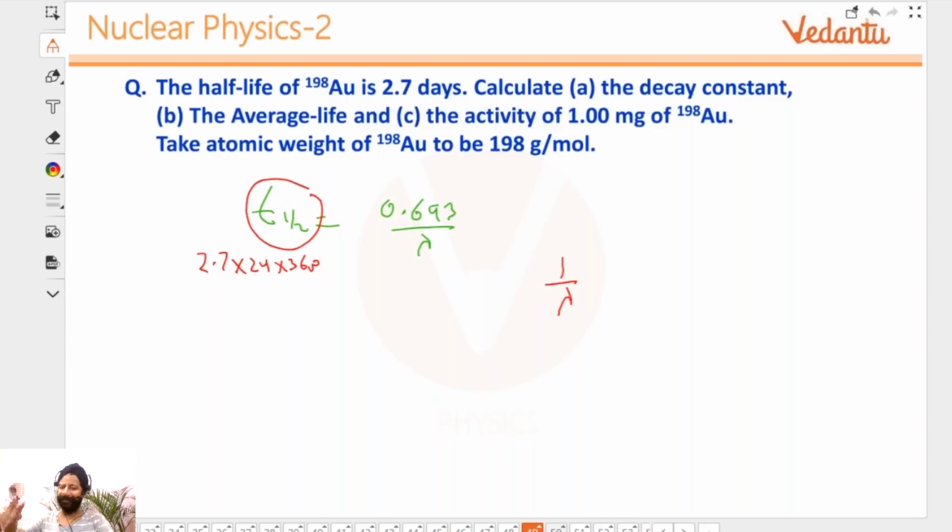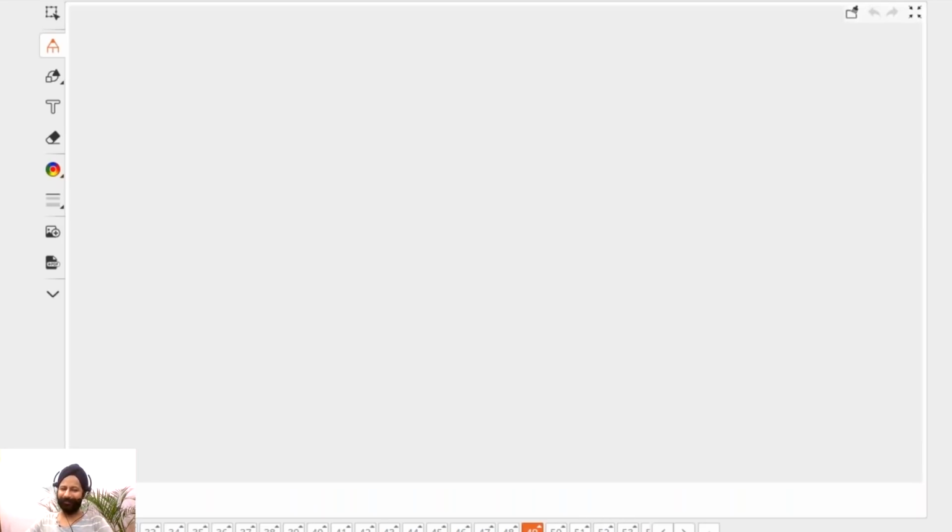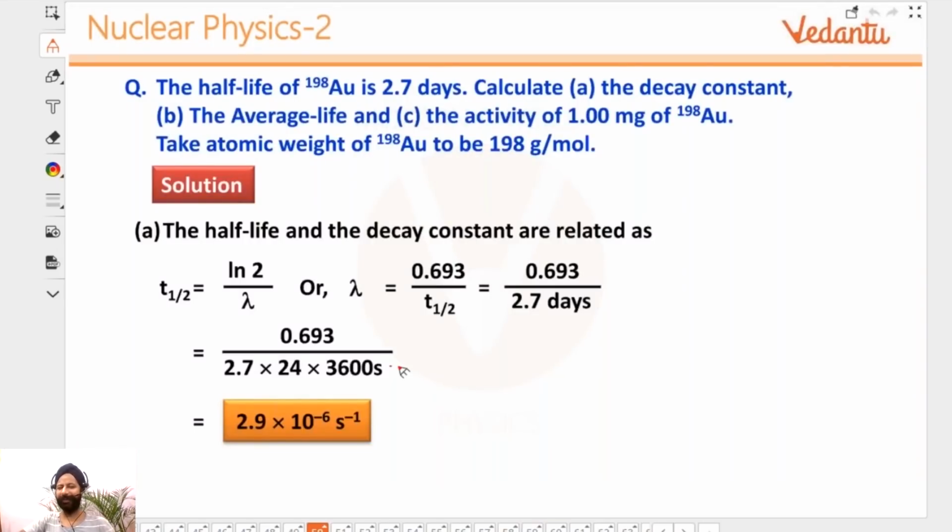I'm just going to show you, and you can take a screenshot if you want. Right, you've got to convert all that into seconds. It's given in days. You've got to convert into seconds because that's the SI unit. You can say decay constant is per second there instead of saying per day, which is not an SI unit.